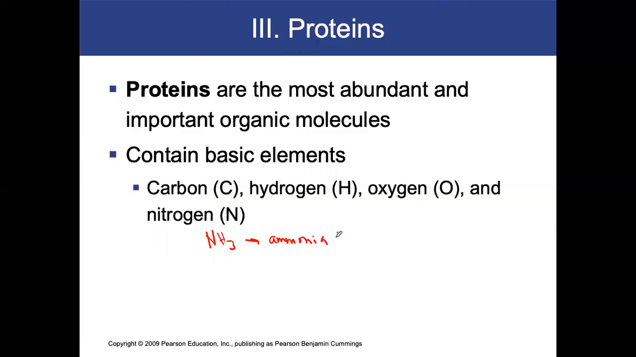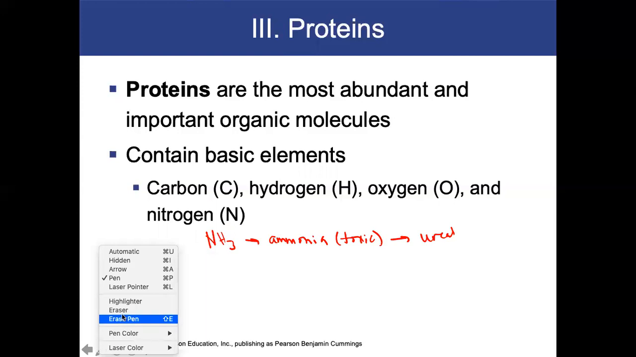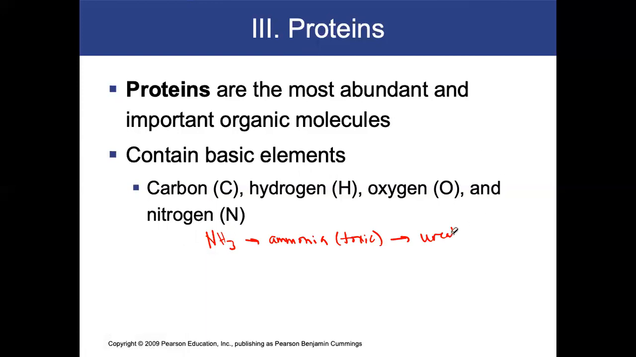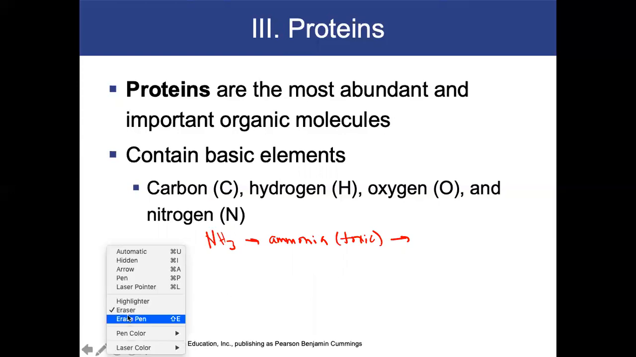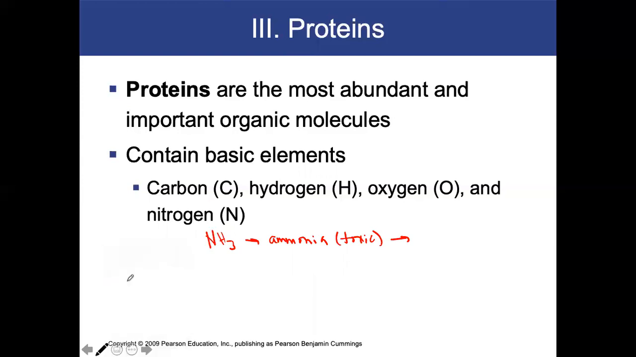And that is toxic. And so your liver is what does this. You're going to convert it to urea. This is toxic as well, but it's not as toxic. Urea is less toxic, and so you can actually kick it out in your urine from the kidneys.